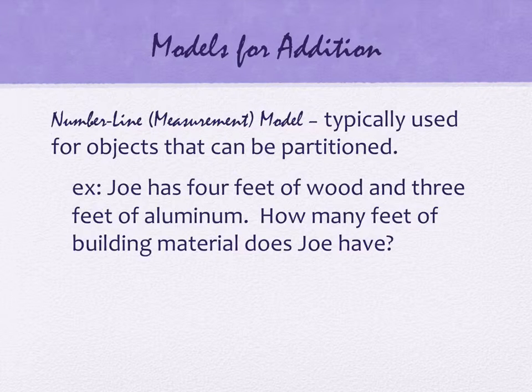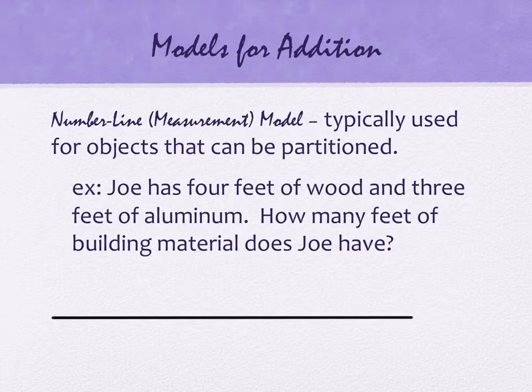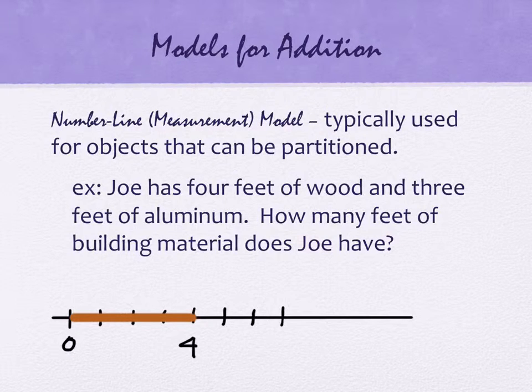The imagery for this very much feels like you're putting the objects end to end, right? That's why you're hearing this number line imagery used. So if we started with 0 and he had, what was the first one? 4 feet. 1, 2, 3, 4. Here's my piece of wood, and it's on the number line, and it extends from 0 out to 4. And then he has aluminum that's 3 more. So here's 1, 2, 3 more than where I was, and we have aluminum right over here. And 3 more than 4 would leave me at 7, so we have 7 feet of building material.